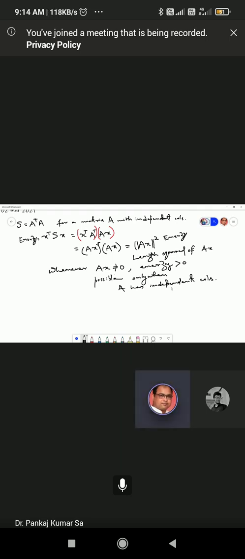But one thing for sure here, another definition comes: if at all this becomes 0, negative is not okay, but this becomes 0, then this is known as a semi-definite matrix. So here we have one definition, semi-definite. In semi-definite, you have energy may be equal to 0. The eigenvalues may be 0.